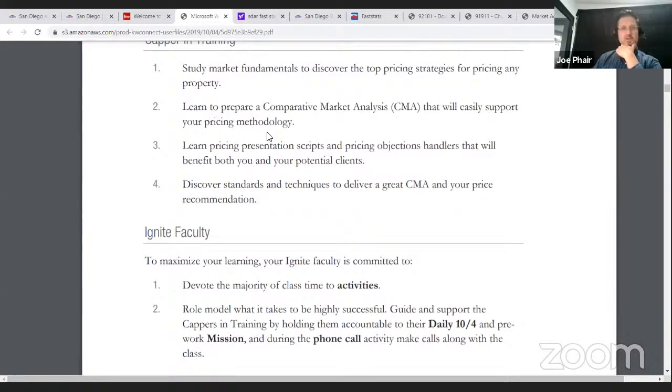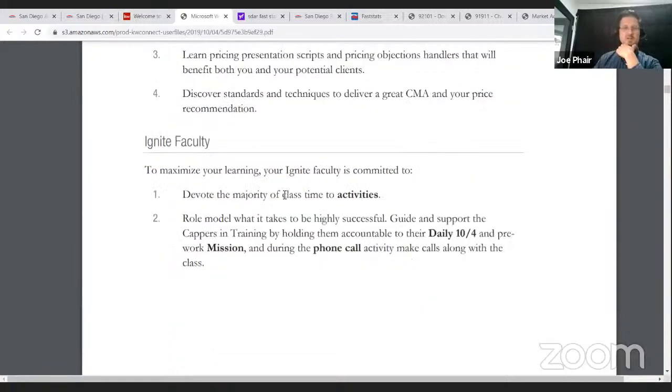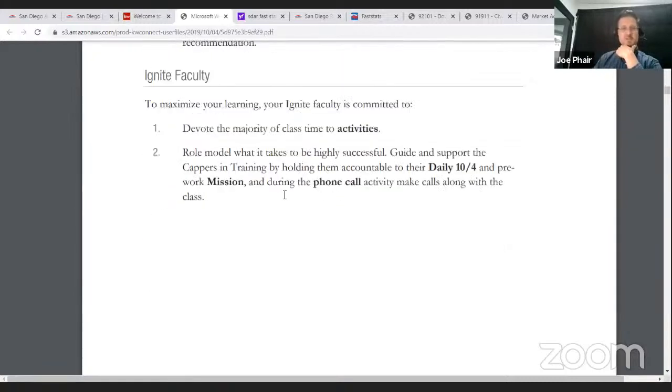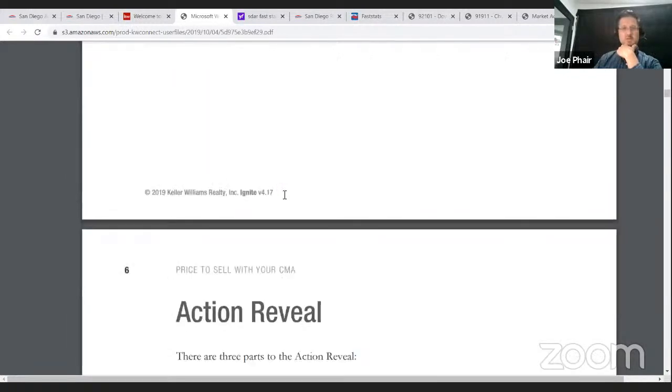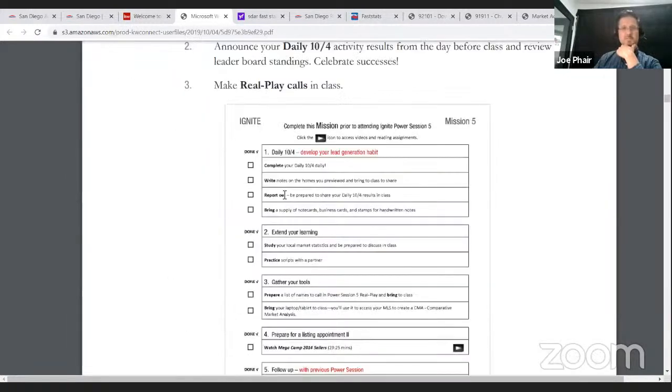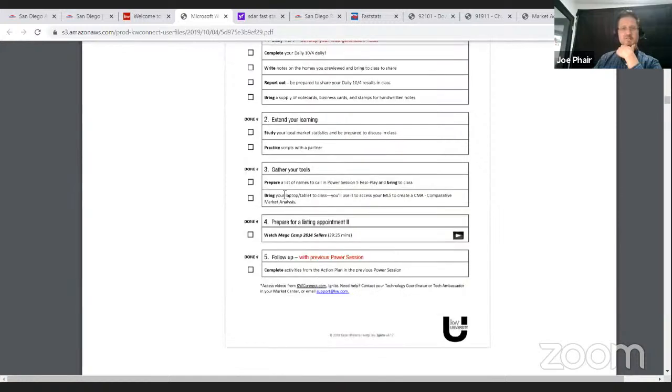So we're going to talk about pricing presentation scripts and strategies. Discover standards and techniques to deliver a great CMA and your price recommendation. In terms of scripting, we're going to do a little bit of that here, but I would also recommend asking other instructors that you guys have other classes with. So we're going to cruise past this.